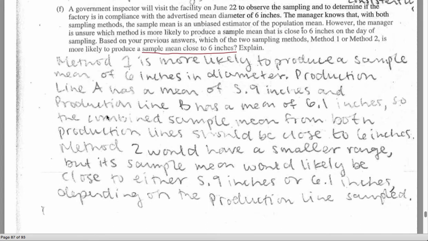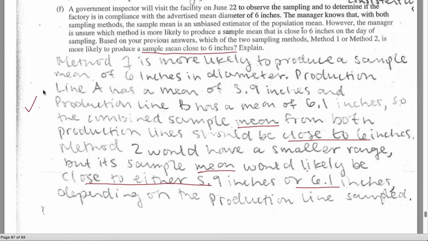And if you keep reading, it says production line A has a mean of 5.9, B has a mean of 6.1. Haven't really said anything new there. So the combined sample mean, now notice that's singular, so they are talking about a single mean on one day. So the combined sample mean from both lines should be close to 6. Close is a good descriptor, not exactly 6, but close to 6. Method 2, on the other hand, would have a smaller range, but its sample mean, and again that's singular, so they're talking about a single mean on one day on June 22nd, would likely be close to either 5.9 or, by parallelism, they're close to 6.1 inches. This is a correct answer.